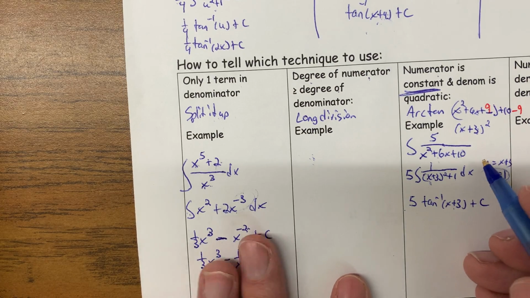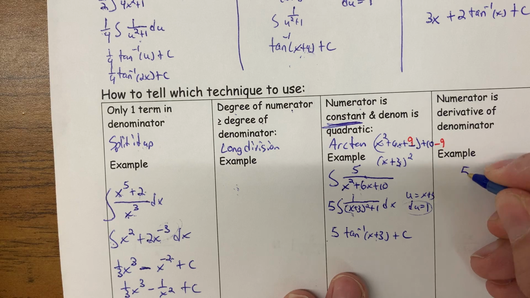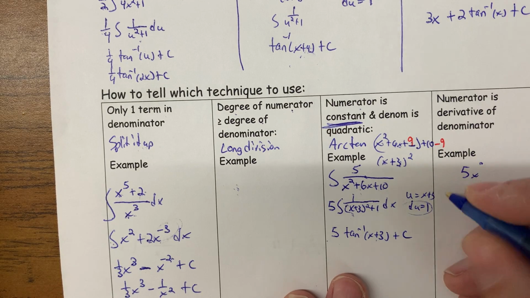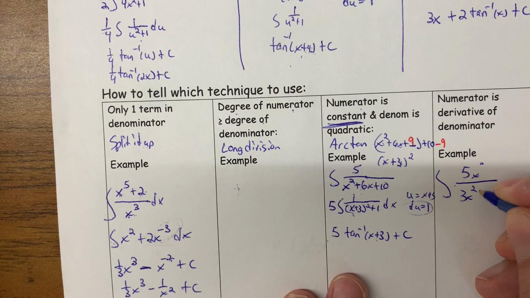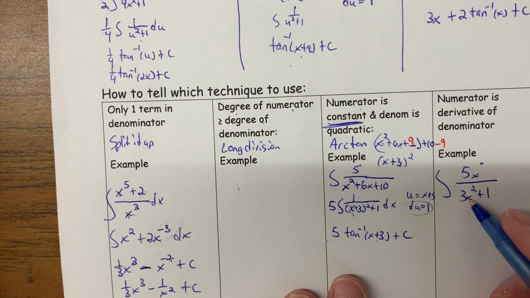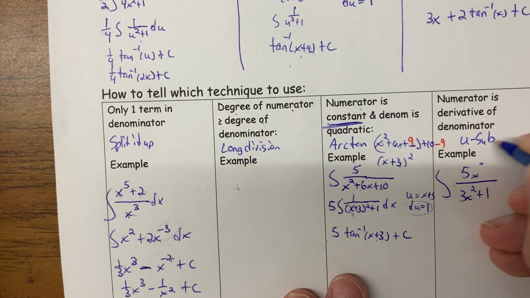So the last thing is, what if the numerator is the derivative of the denominator? So an example would be the integral of 5x over 3x squared plus 1. The derivative of 3x squared is 6x. Oh, sorry, I should have said this is u substitution.